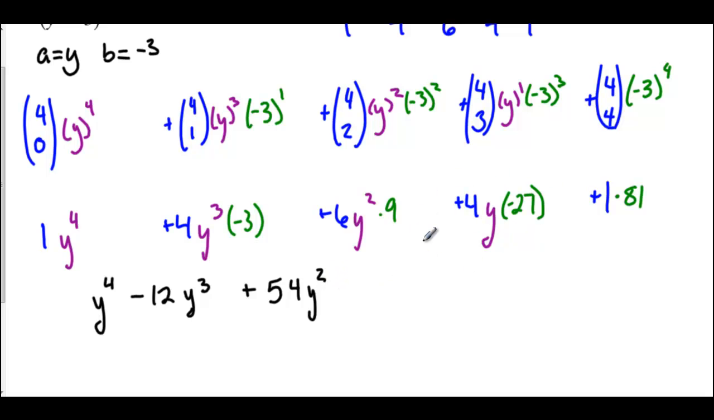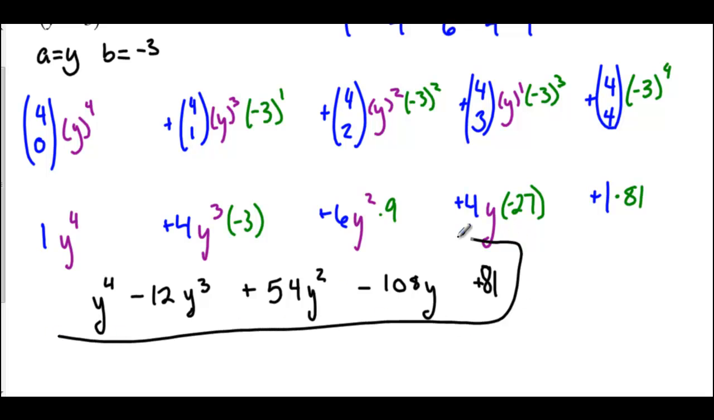And then again, we're going to have a negative. So the 4 times a negative 27 is going to give us a negative 108. Is that right? Okay. So negative 108y. And then this 1 times 81 is going to give us a plus 81. Thank you for the plus 81 instead of just plus 1. All right, this okay? Yeah, this is it. And then you're done.